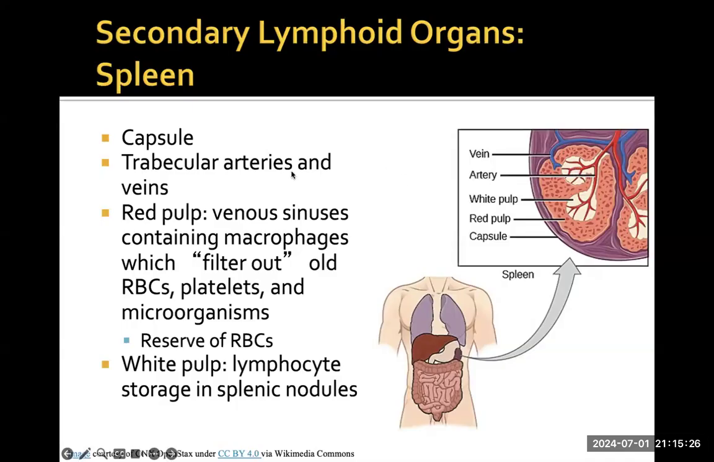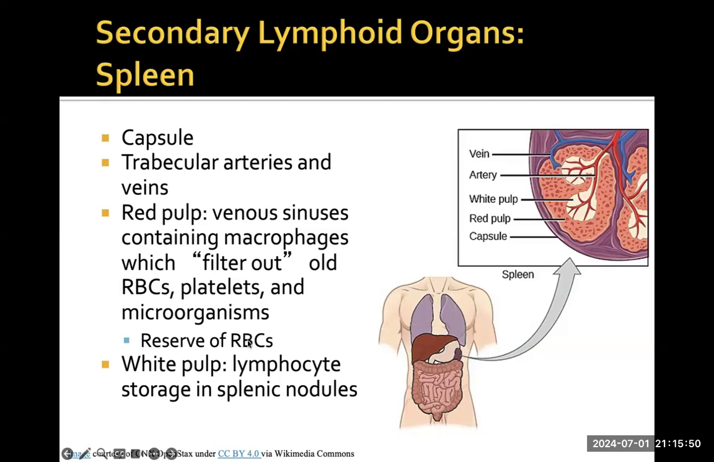Inside of the spleen, you have two different areas. You'll have a red pulp and a white pulp. You guys can see here, this is the white pulp, and then outside here is the red pulp. The red pulp is a venous sinus that has the macrophages, which are going to filter out old red blood cells, platelets, or microorganisms. And again, macrophages munch, they're going to essentially eat them up.